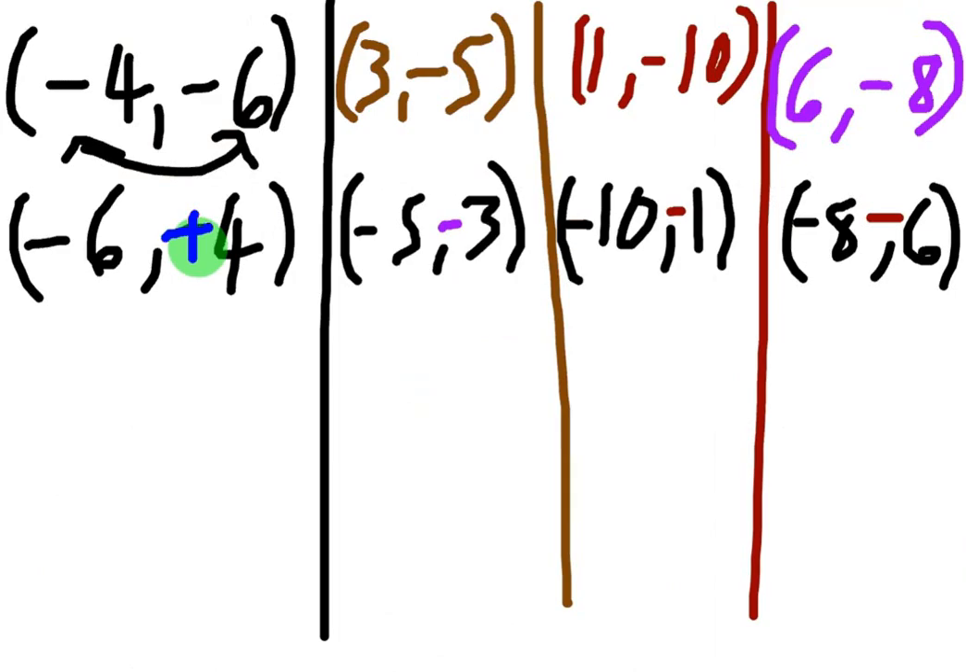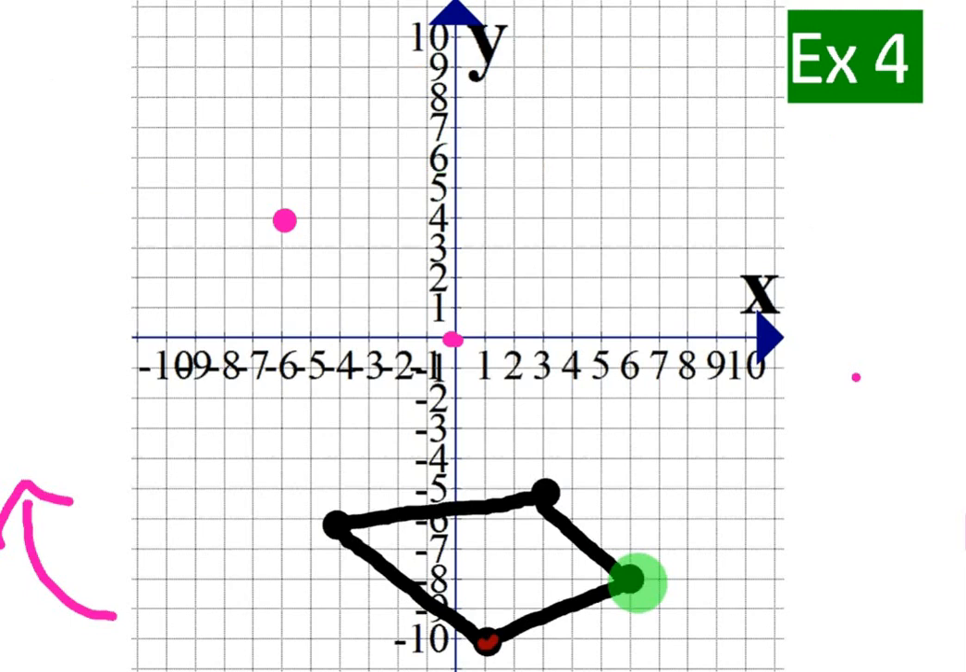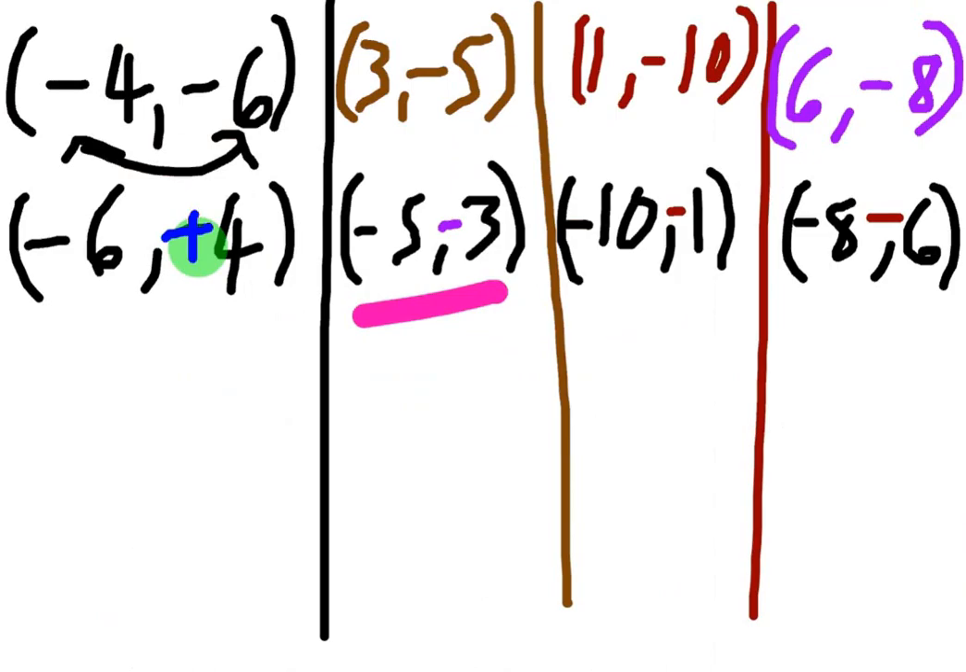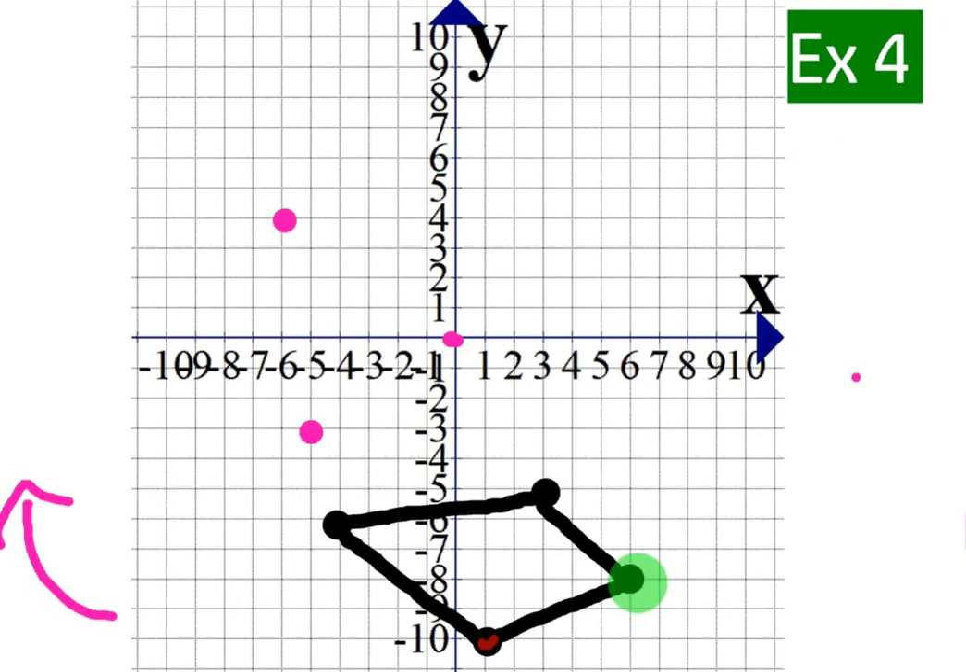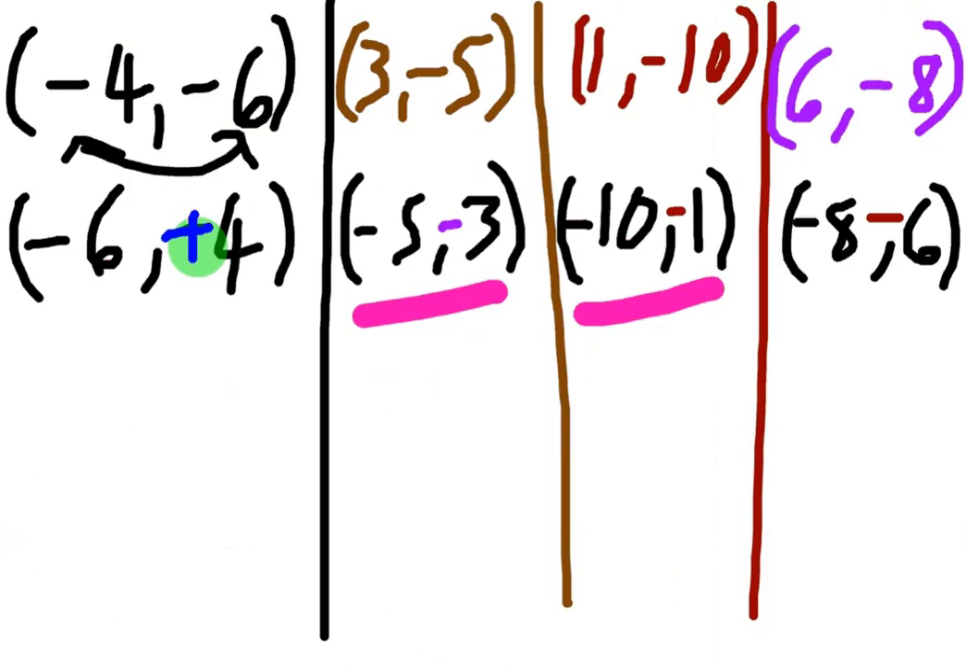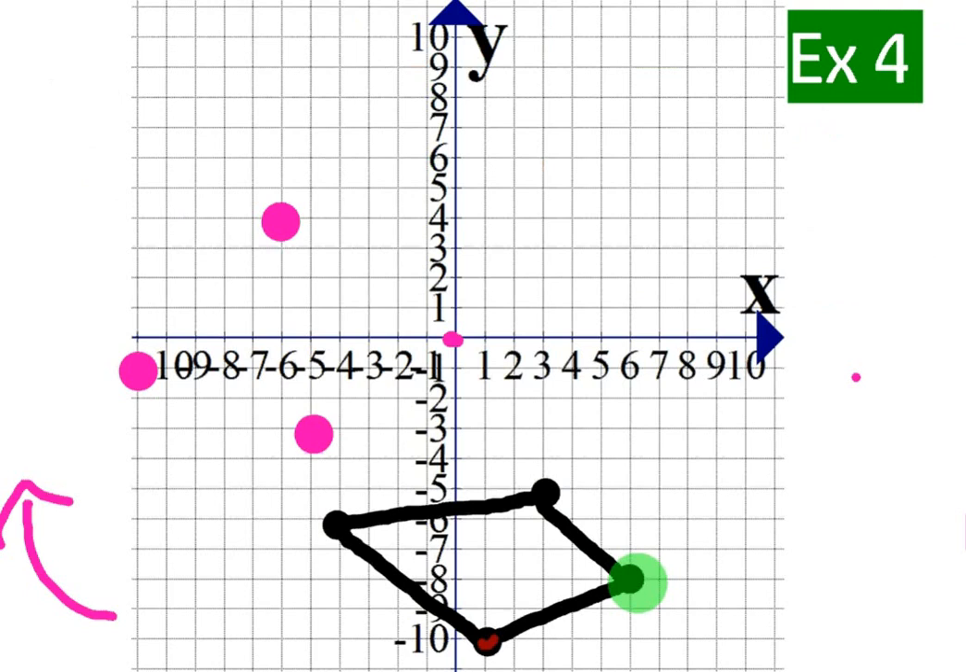All right, next we have -5, -3. It's going to go right here. Next we have -10, -1. I'll try to make these points a little bit bigger so you can see them. So -10, -1 is way out here. Okay. Let's go ahead and make sure it's a little bit bigger. And finally, we have -8, -6. It's going to go right here.